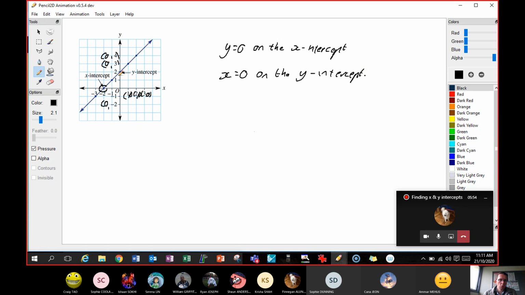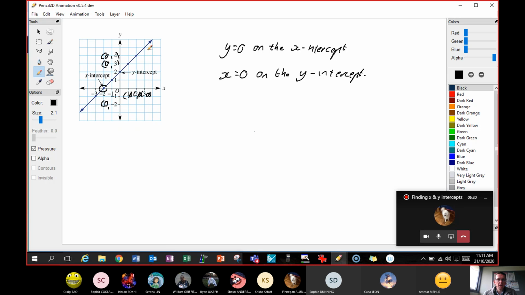Anywhere on this y line, the x coordinate is going to be 0 because this is 0, right? Everything is going to be 0. Similarly, anywhere on this x-axis, y will always be 0 because that's your y coordinate. It's not going to be 1. It's not going to be 2. It has to be 0 to be on this line. So when we're talking about intercepts, we're talking about where the graph intercepts the axes.